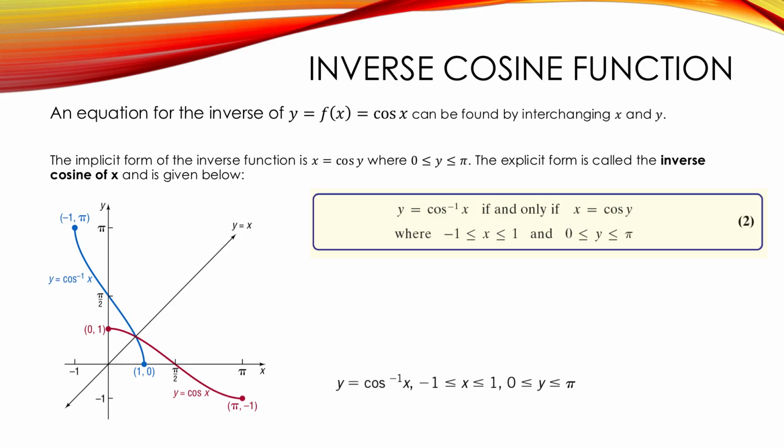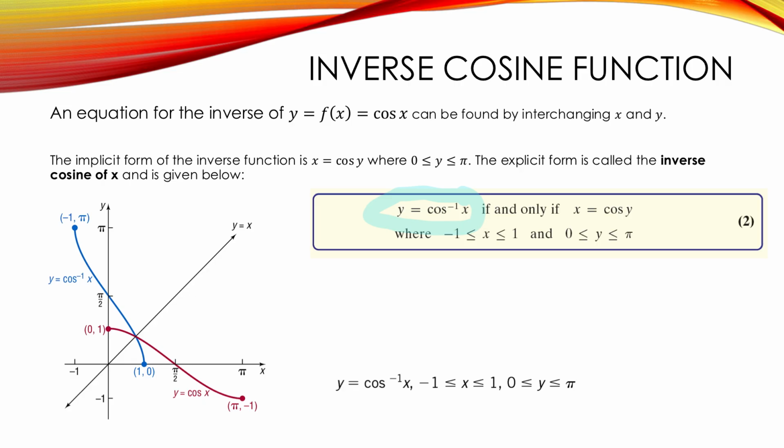So now that we have seen an inverse sine, inverse cosine follows the same general idea. An equation for the inverse of y equals f of x, which is cosine of x, can be found by interchanging the x and y. So again, our implicit form now is x equals cosine y, where y is between 0 and pi, and x is between negative 1 and 1. This explicit form is called the inverse cosine, the same thing that we saw with inverse sine, and it looks like cosine with an exponent of negative 1.